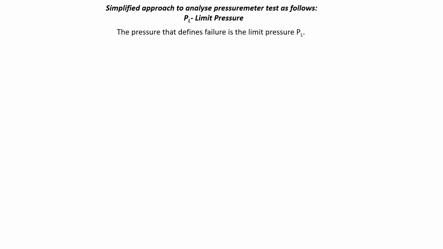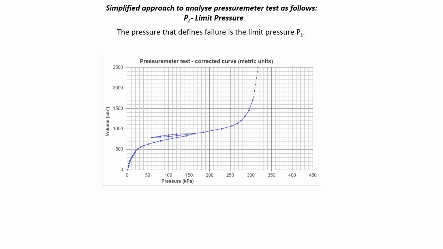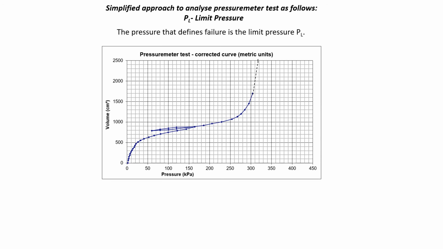Limit pressure. It's actually the pressure that defines failure of your soil. It's the pressure when you fail your soil. And how to assess it? First of all, to assess this limit pressure, you need to know the volume corresponding to limit pressure. And what is that? Again, tangent line, your first point of the linear zone of this tangent, multiply by 2, and add the initial volume of the pressuremeter, V0, which we discussed in previous slides.